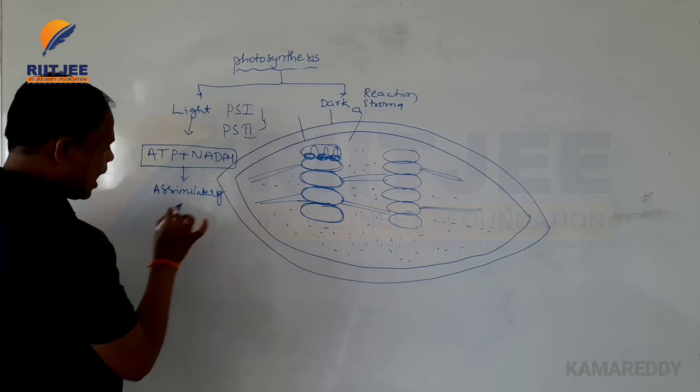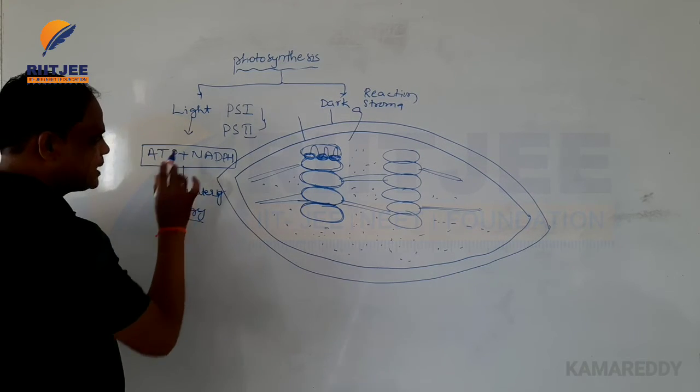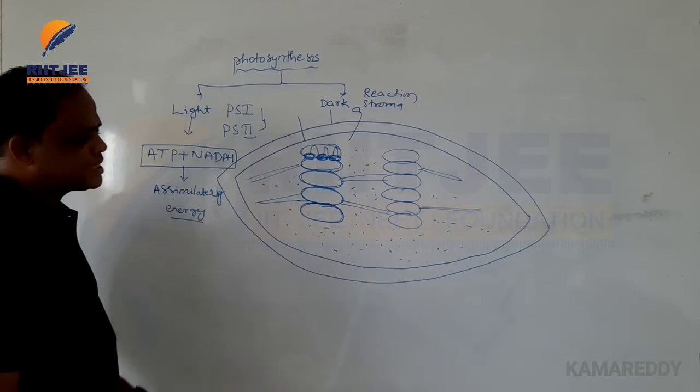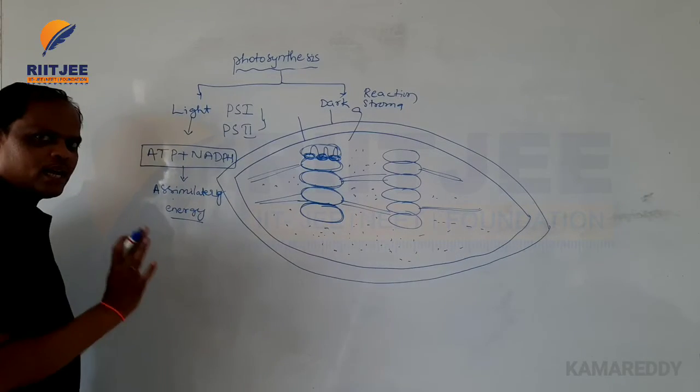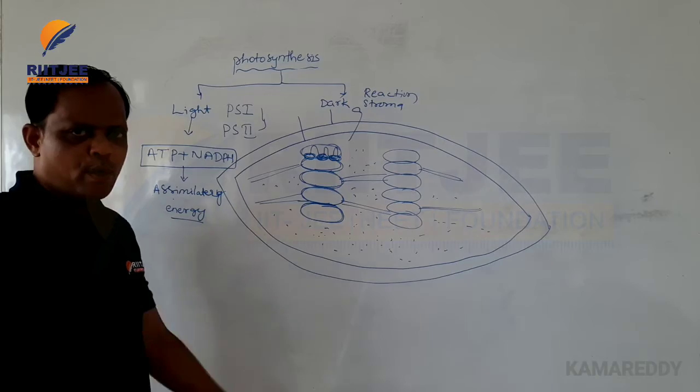Assimilatory energy. This energy is also called ATP and NADPH. So here this is the first reaction in the light reactions. All of you listen carefully, these are the only basic points.